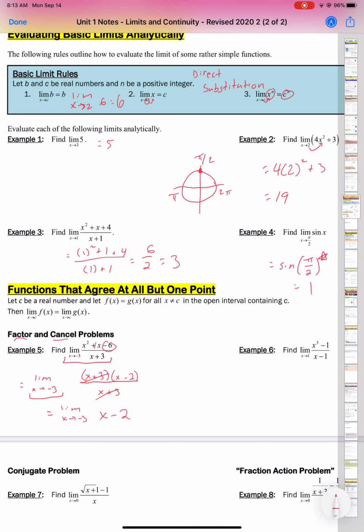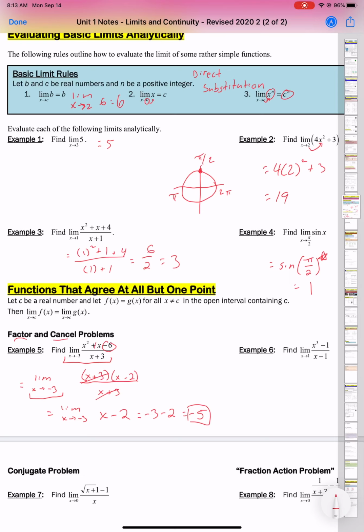Now that we have simplified the function, we are able to do direct substitution. Now we can plug in negative 3. So this would be equal to negative 3 minus 2, negative 5. So this limit is equal to negative 5.